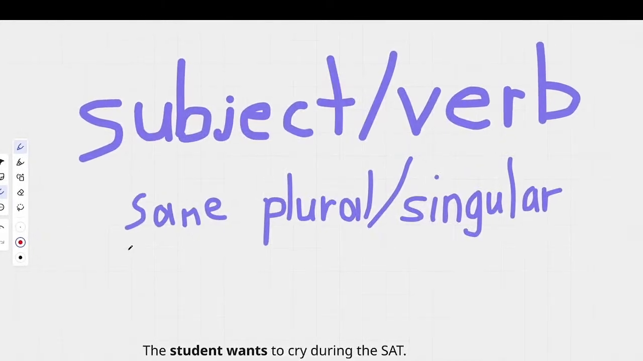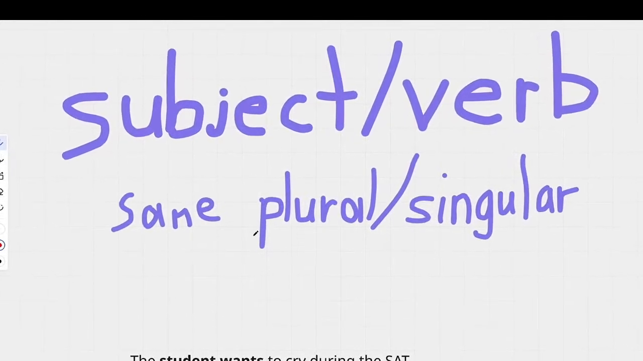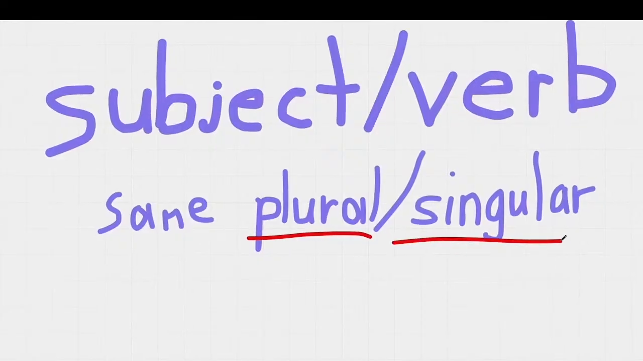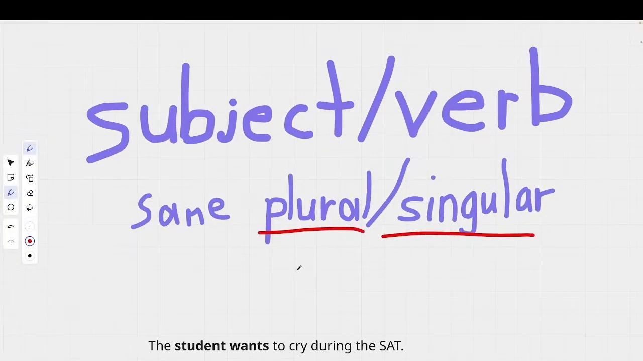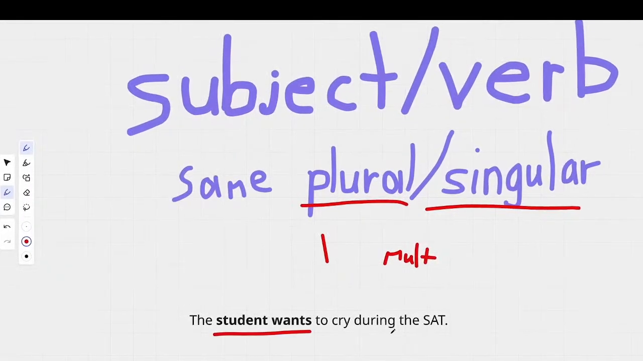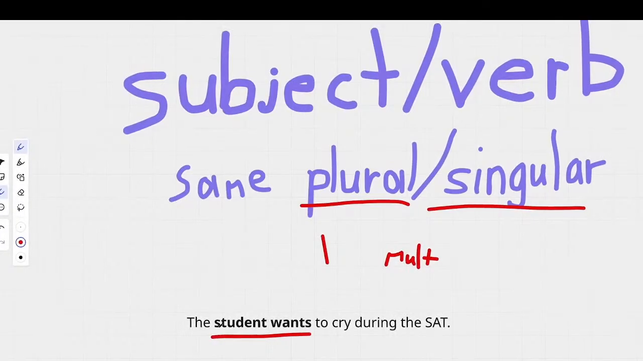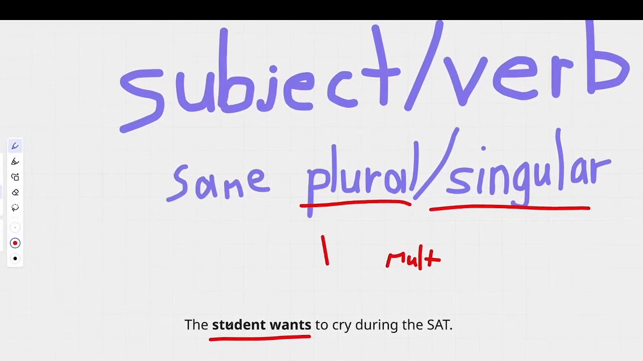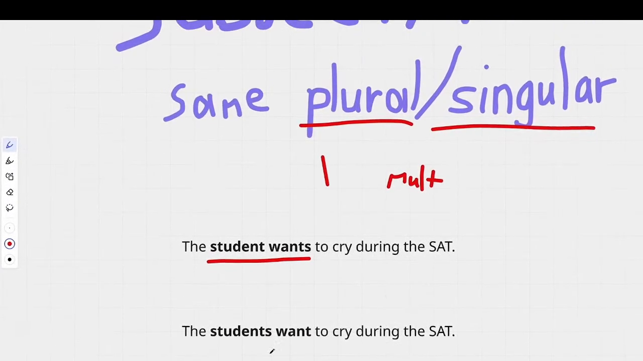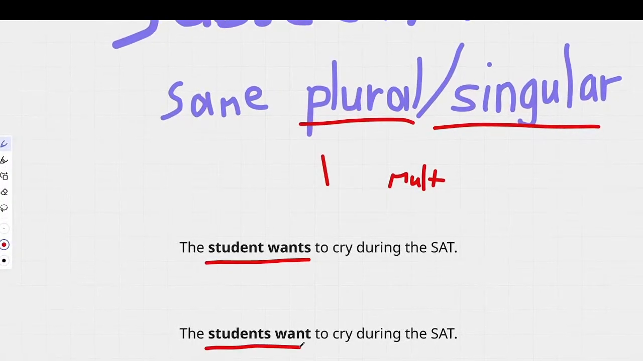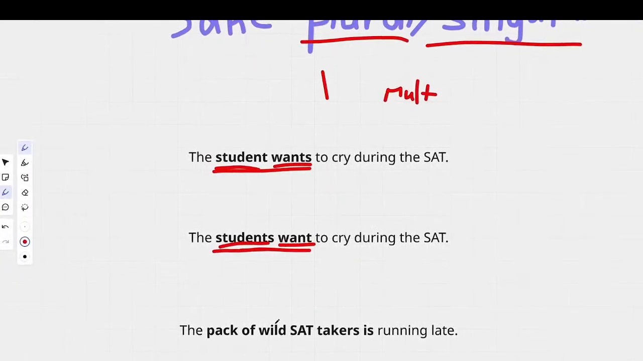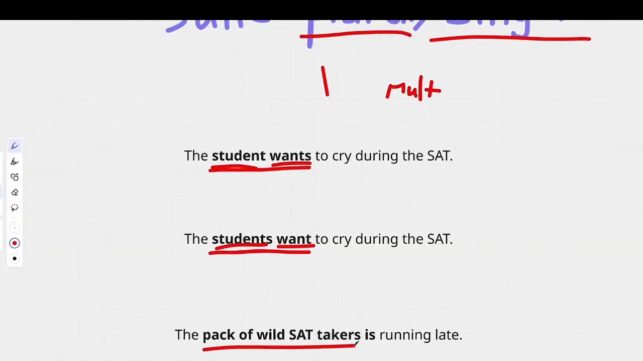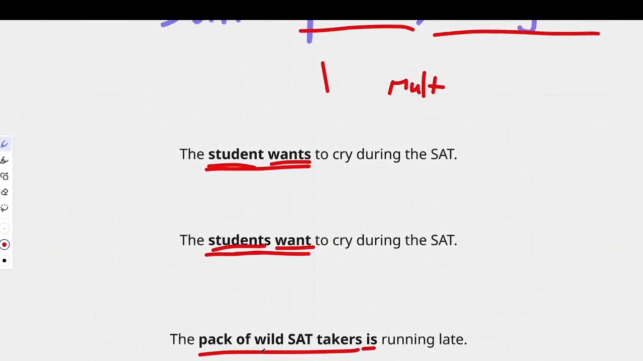So essentially, whenever you have a subject and a verb, you have to have the same plurality for both of them. It just means making sure there's the same number. Each verb can either be for one thing or be for multiple things, and the same thing for each subject. The student wants to cry during the SAT. Both of these words are singular. Student is just one student, and then wants is for if it's only one. Now you have students want to cry during the SAT. These are now plural. Multiple students, they all want to cry. But it can also get a little bit more weird. So the pack of wild SAT takers is running late. Keep in mind, these are multiple people.